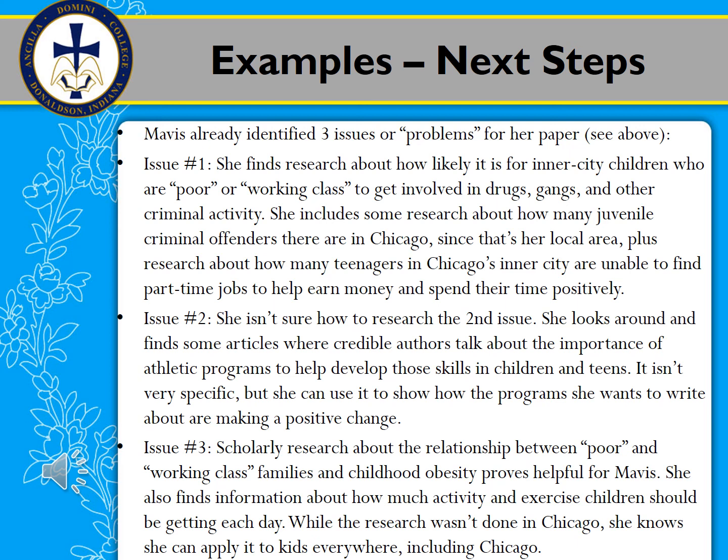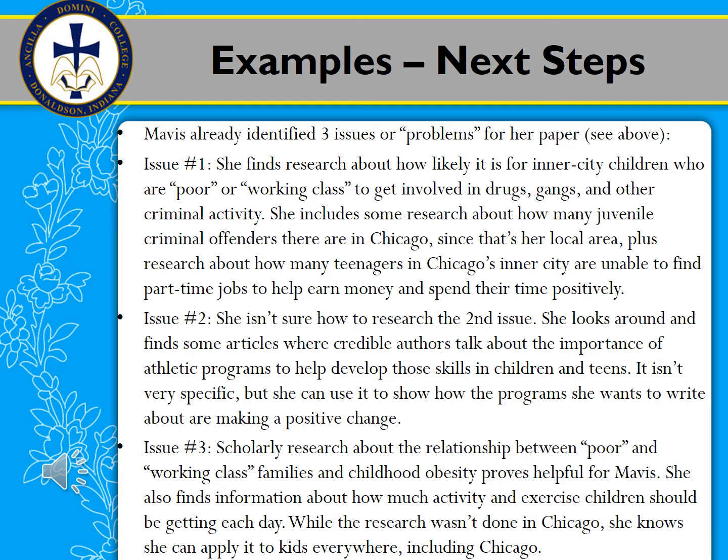So she does some just general Googling like most of us do and keeps looking around. She finally finds some articles where some credible authors, maybe some researchers, talk about the importance of athletic programs to help develop those skills in children and teens. That research isn't very specific, but she can still use it to show how these specific programs she knows of do help make a positive change. And again, athletics isn't the only type of after school or public league activity that organizations help out with. There are some great reading and creative writing organizations. I'd love to help you look into some of those if you're interested as well. But Mavis is working with public sports leagues, so we'll stay with that for now.